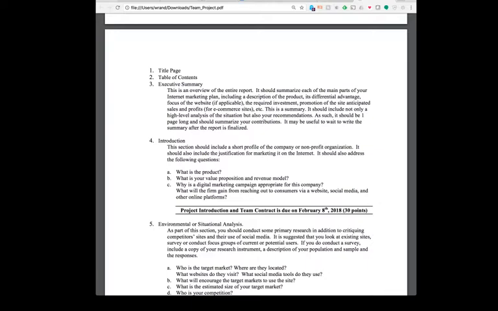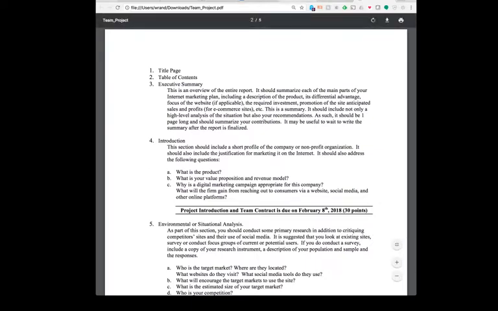They start that way because really the rest of the marketing plan is going to build from the strengths of the company. So you start by talking about the strengths of the company, and then you build the marketing plan from there. Okay. If you have any questions or concerns about that, let me know. But really, you're just looking at what is the product, what is the value proposition and revenue model of the product, why would a digital marketing company be appropriate, what will the firm gain from reaching out to consumers via the website, social media, and other online platforms. Right. So really, batter that home as to what's important.